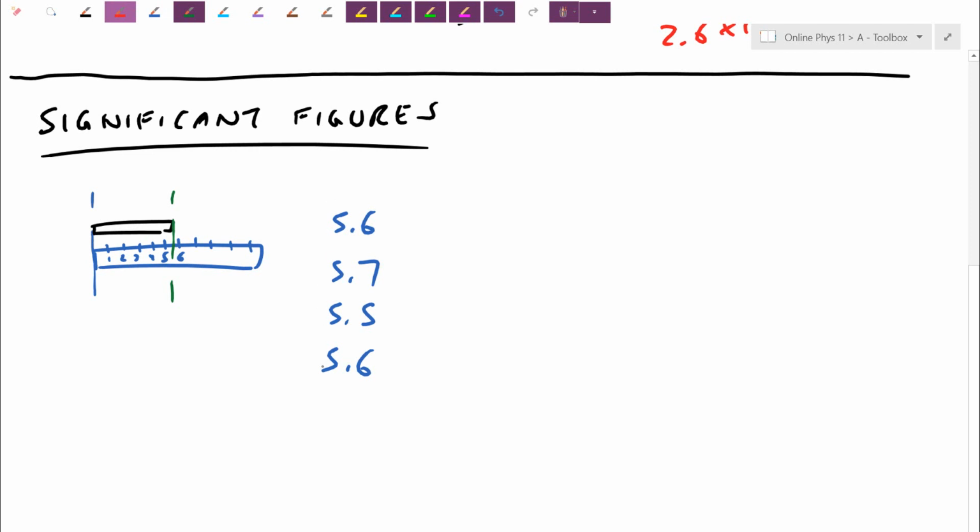How come we're all consistent with this 5? Well, provided that I lined up this ruler nicely, I can see that it's at least past the 5, but it's not quite past the 6. So this 5 is what's referred to as a certain number. That's a number to definitely keep because I know it's at least 5.